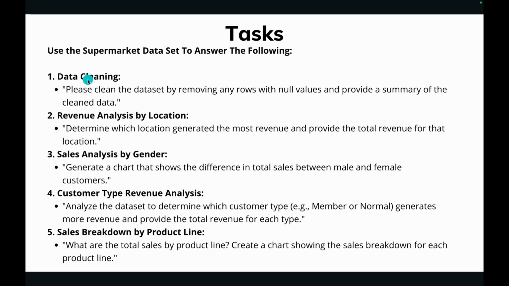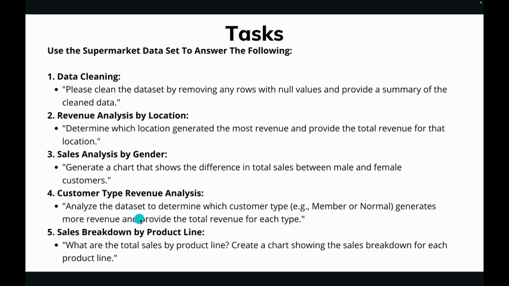One, we want to practice data cleaning. So here's the prompt. Please clean the dataset by removing any rows with null values and provide a summary of the clean data. Next, determine which location generated the most revenue and provide the total revenue for that location. Next one, generate a chart that shows the difference in total sales between male and female customers.